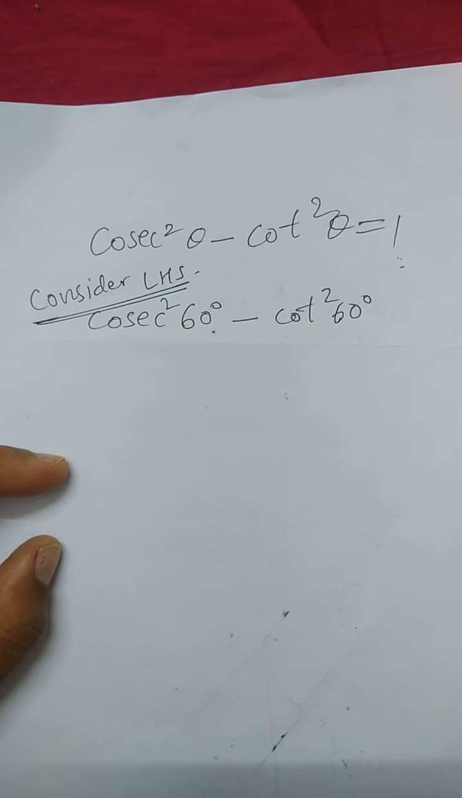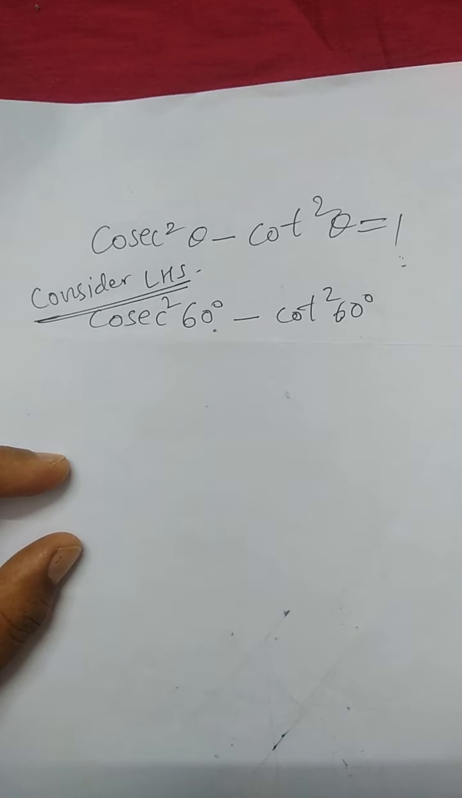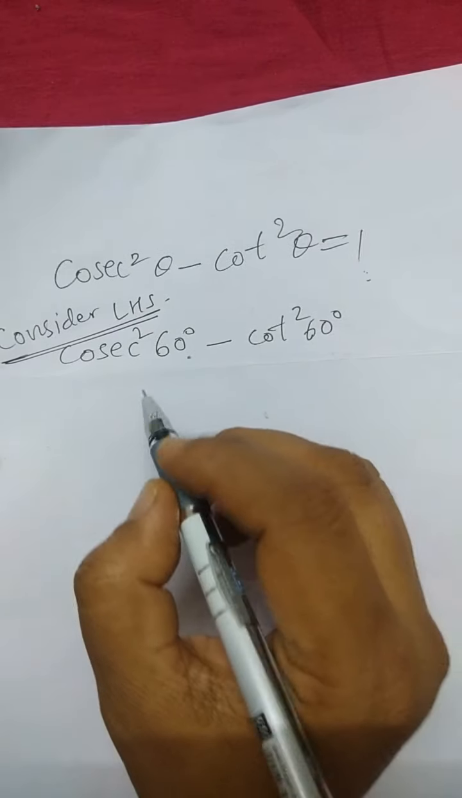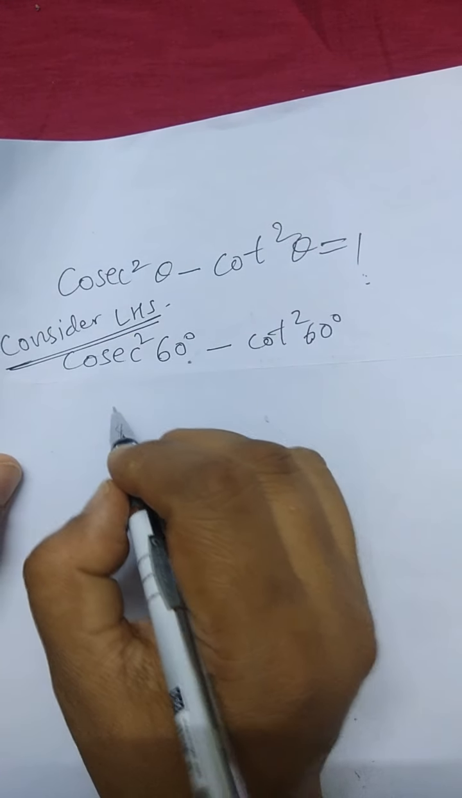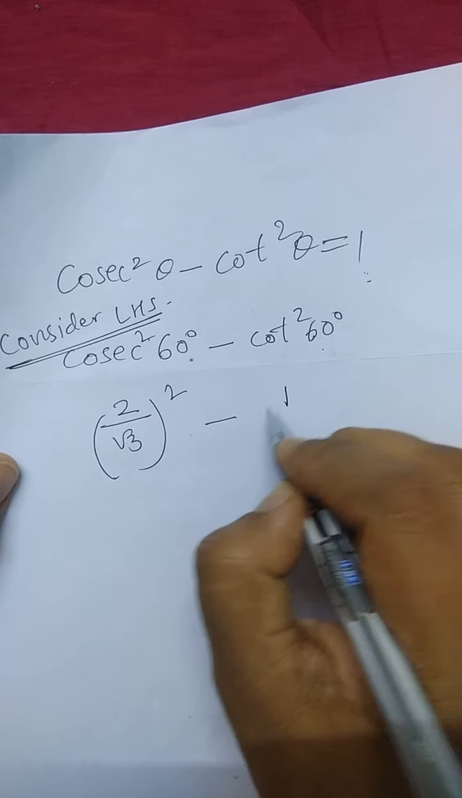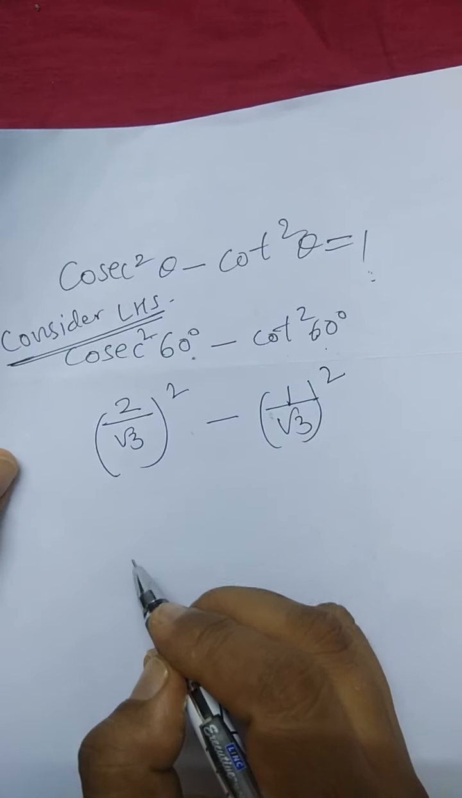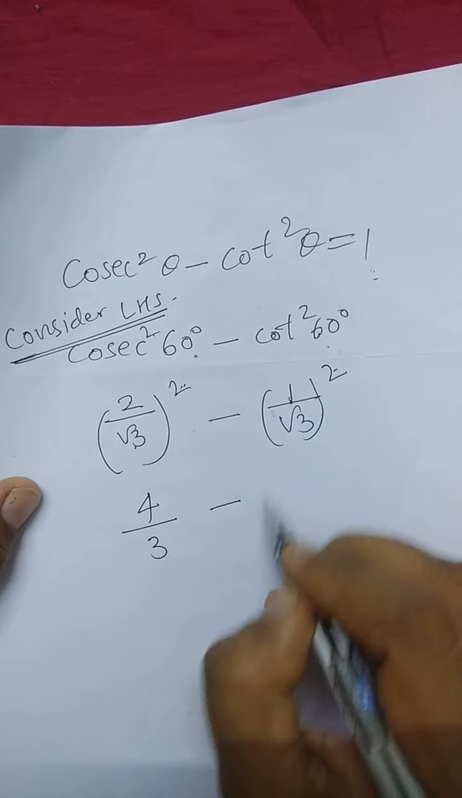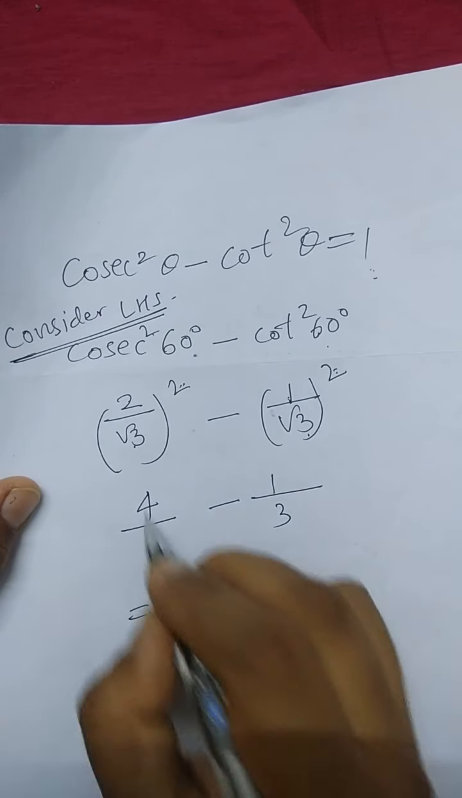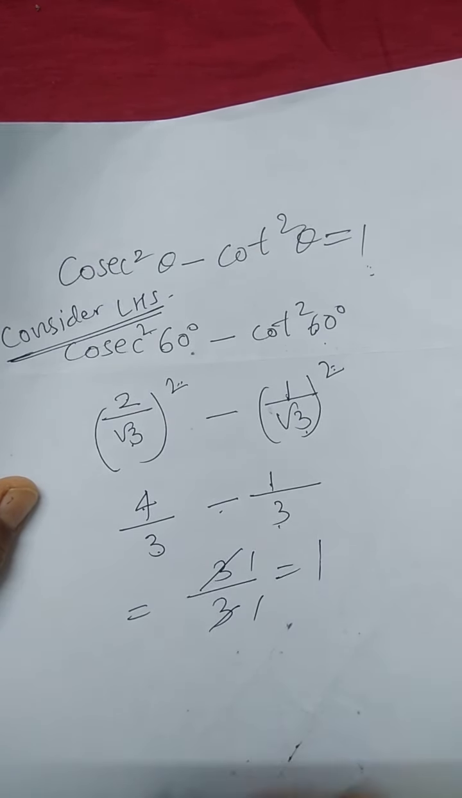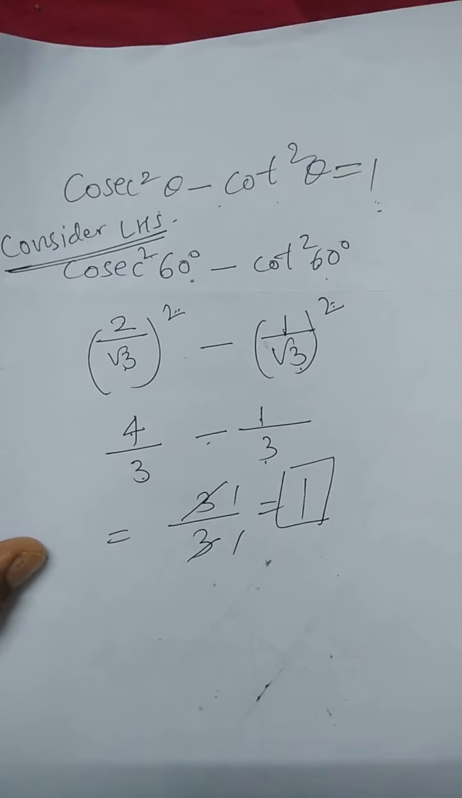What is the value of cosec 60 degree from the table? Cosec 60 degree is 2 by root 3, and we have to take the square, minus cot 60 degree is 1 by root 3. We have to take the square. Then 2 square 4, root 3 square 3, minus 1 square 1, root 3 square 3, 4 minus 1, 3 upon 3. 3 ones are 3 ones. Answer is 1. In this way we have proved that cosec square theta minus cot square theta is 1.